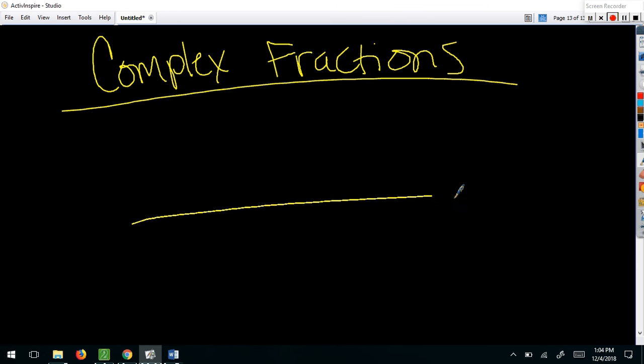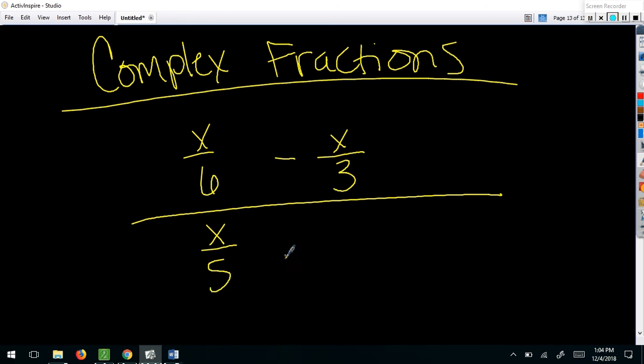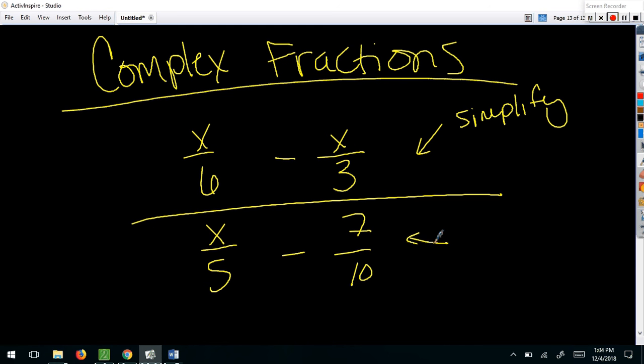is we have this great big fraction, and up top, we're going to be adding or subtracting some fractions. And down in the bottom, we're going to be adding or subtracting some fractions. Okay? And then what we're going to do is simplify up top first. And when I say simplify, I mean we're actually going to subtract those two fractions. And this is a really easy one, starting you out easy. Then we're going to simplify the bottom.